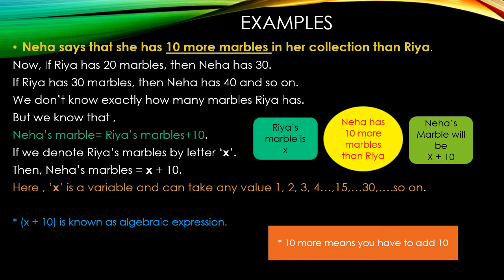You can see the figure also. When Ria's marbles are X, and Neha has 10 more marbles than Ria, then Neha's marbles will be X plus 10. So X plus 10 is an algebraic expression.